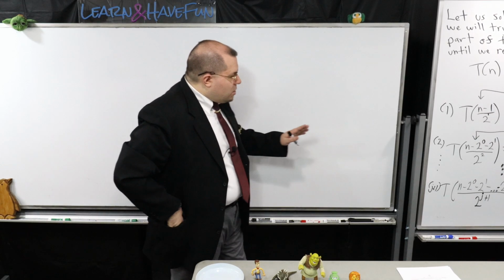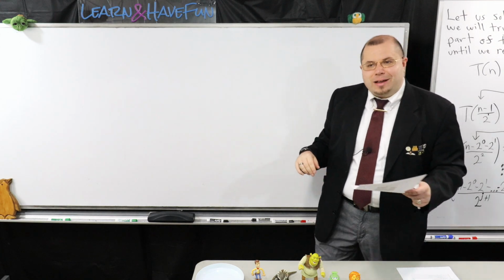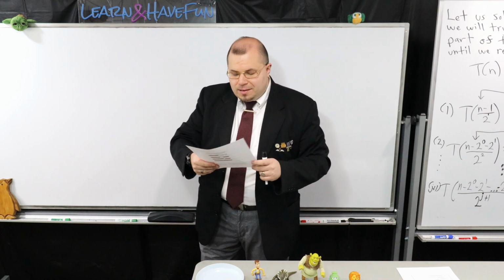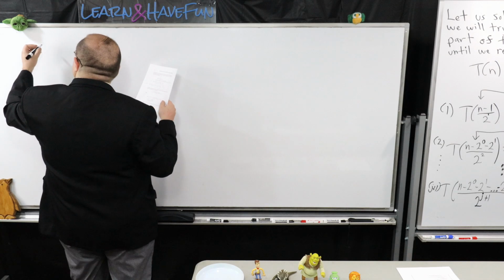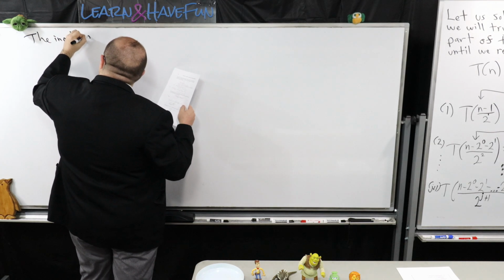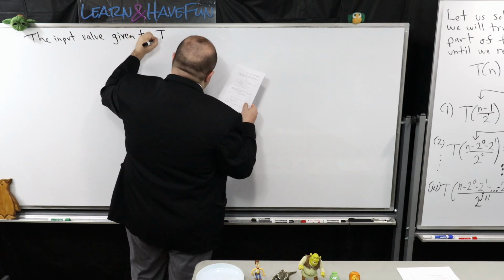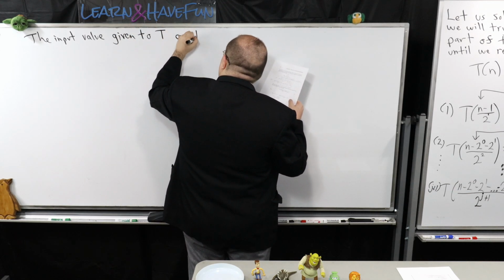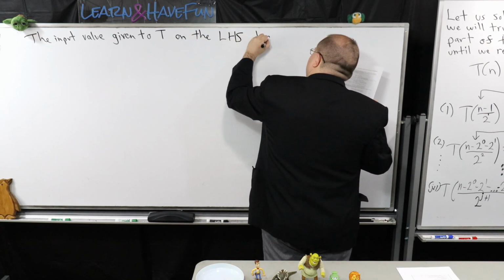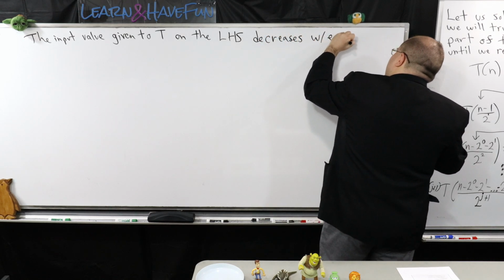Okay, so I can confirm for you that that is in fact going to be the pattern. If you aren't convinced by this, just write out more of these equations. But let me just recap what I just said. The input value given to t, on the left-hand side of the equation, decreases with each new equation, right? With each new equation.